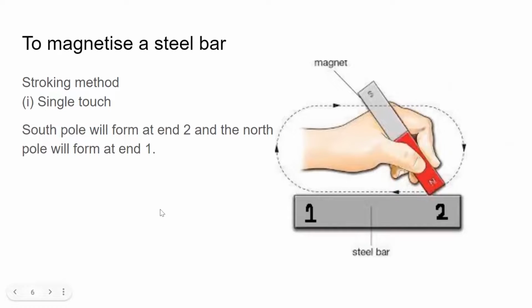The first method of magnetizing a steel bar is the stroking method with single touch. So we take a magnet and we continuously stroke it against the steel bar. We can tell which pole it is because the north pole is striking over here first. This end is going to be the south pole, and since this is the south pole, then this will be the north pole.